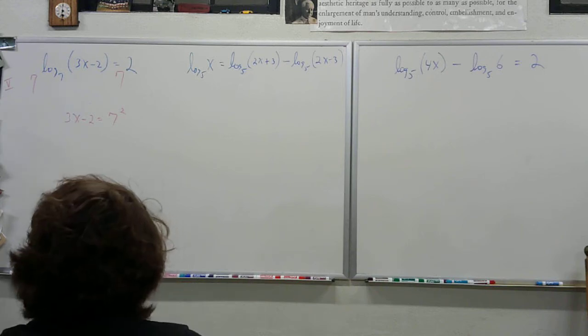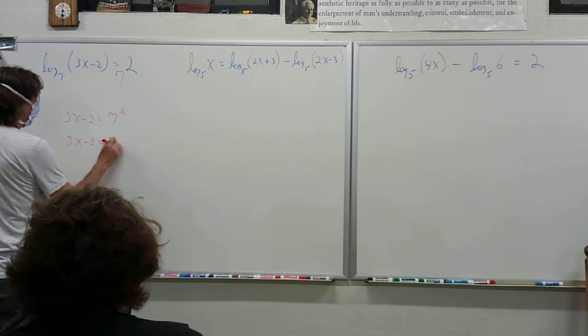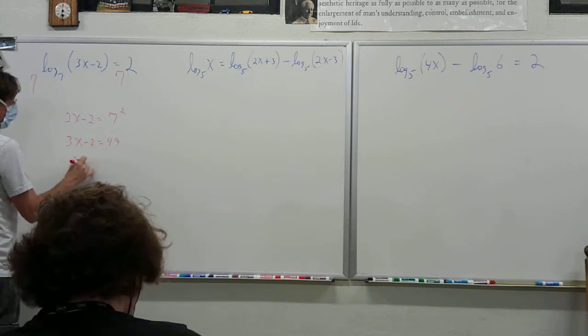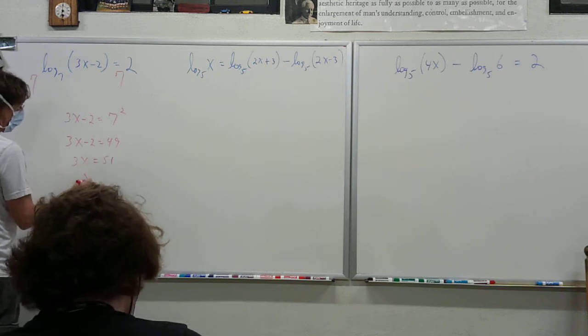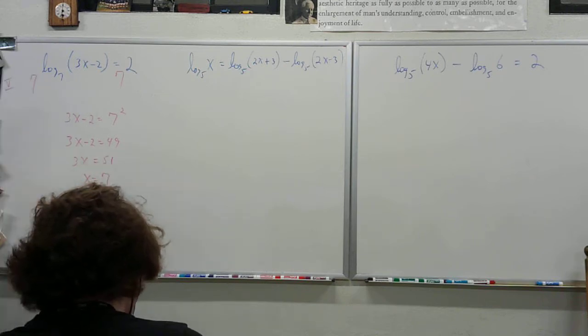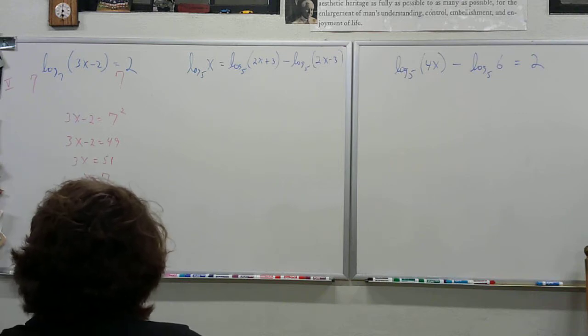Now, once you get there, it's just good old math from 51 and x equals 7. Now, x equals 7. Fair enough?